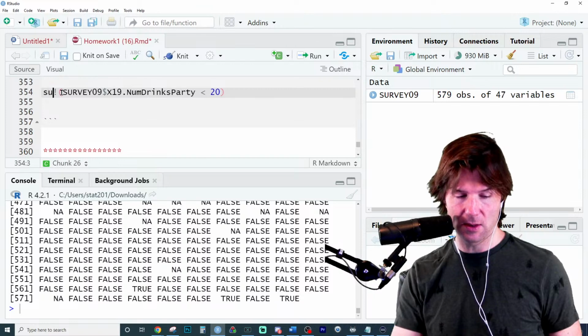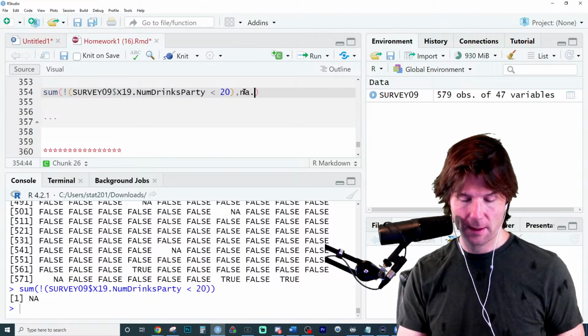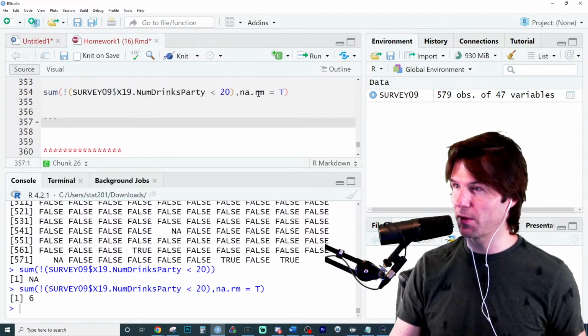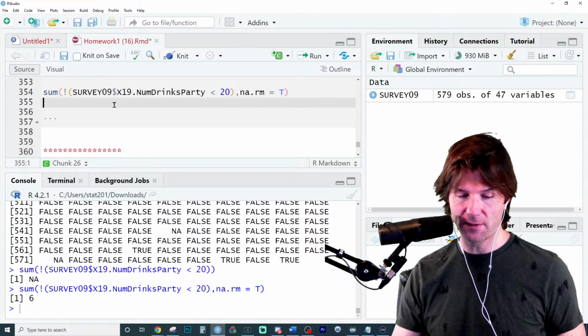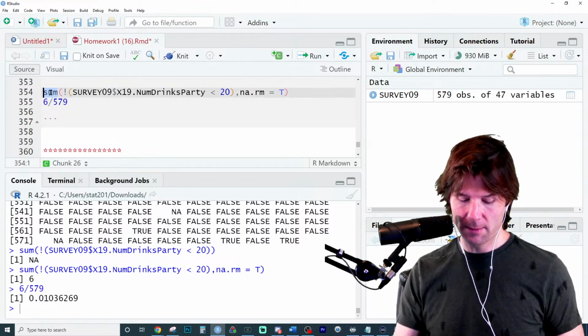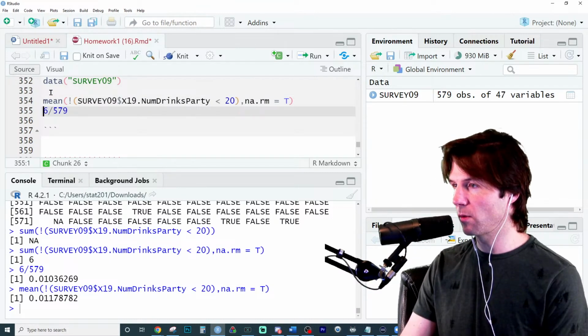We could find out the sum of them. We got to do NA remove equals true on it. So there's 6 people in the data set. We could do 6 divided by 579. 6 divided by 579 is going to give us that. I'm trying to remember. Yes, because the NAs don't count.